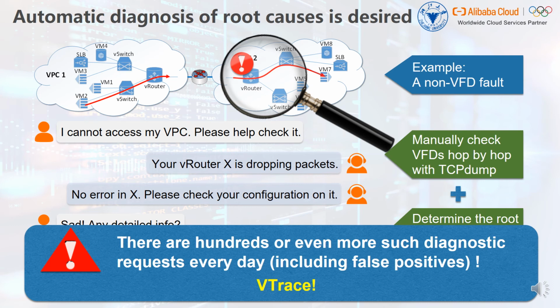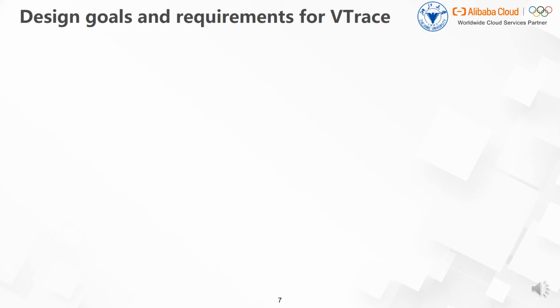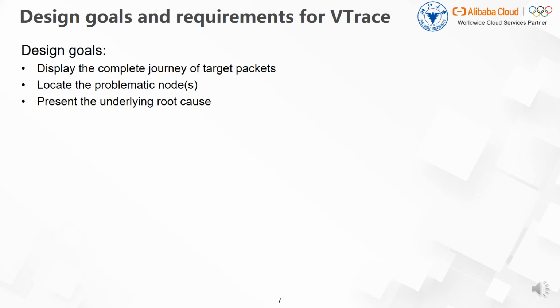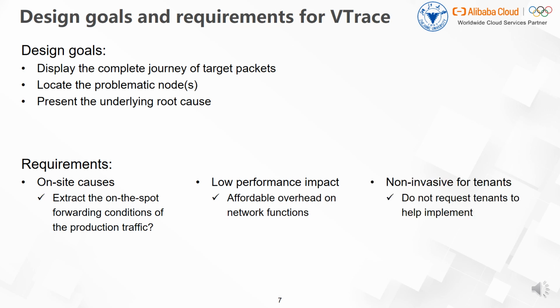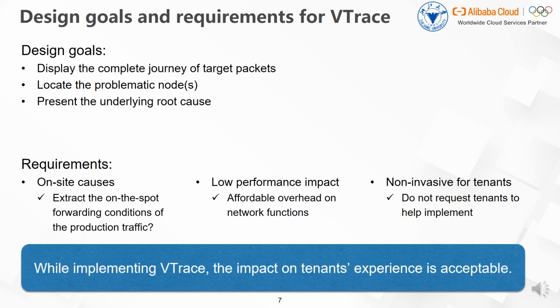We call it VTrace. For VTrace, our goal is to show the trajectories of targeted packets. Besides, if a packet loss happens, we can quickly locate the culprit VFD and present the root cause. To achieve these goals, there are some requirements for VTrace. First, VTrace should extract the on-site forwarding conditions of packets to reflect the root cause. In addition, VTrace introduces affordable impact on forwarding performance. Furthermore, tenants are not required to help implement VTrace. All these requirements aim at making the impact on tenants' experience acceptable while implementing VTrace.